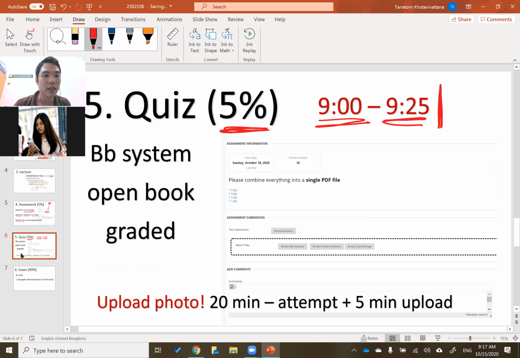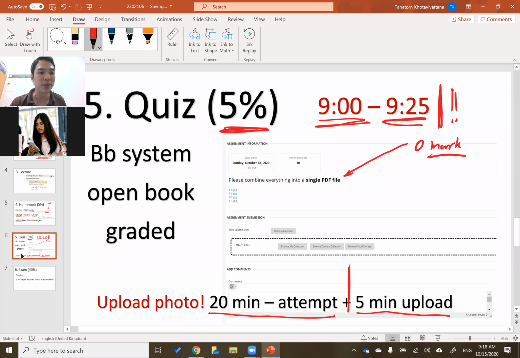If you hand in late, then you will probably get 0 mark because you need to upload the PDF file, and if you don't have the PDF file, then you might get 0 for this. So please upload it in time, unless you have a good enough reason so that I will be less strict. For 25 minutes, you have 20 minutes to attempt and about 5 minutes to upload. So please make sure that you have enough time to upload. Otherwise, all the things that you have done won't count at all, because it will be graded. So if you have some mistakes, you will get points deducted.